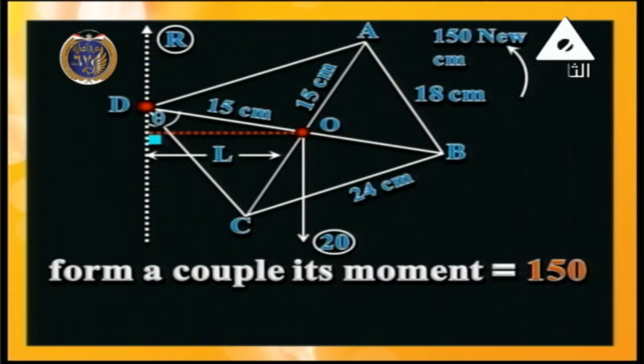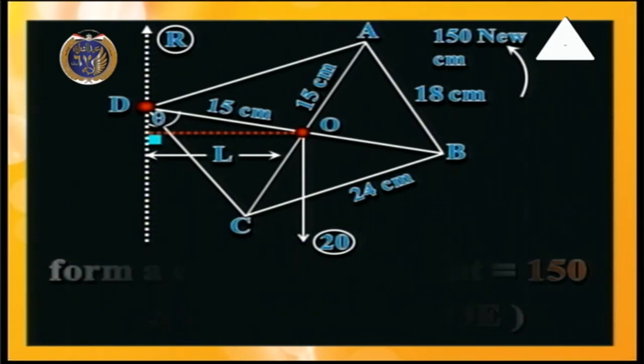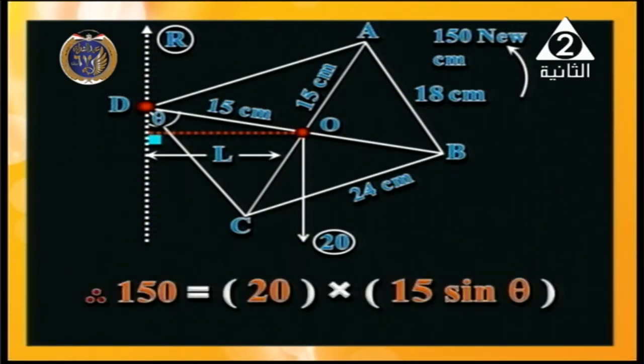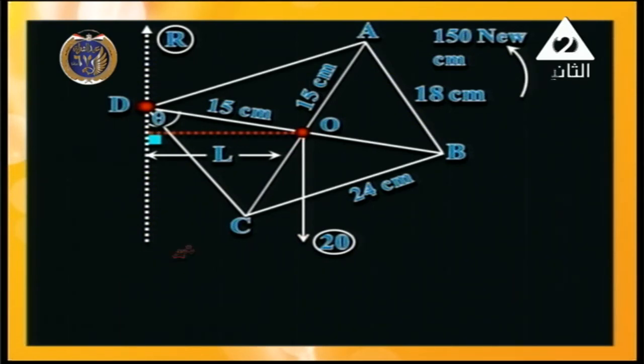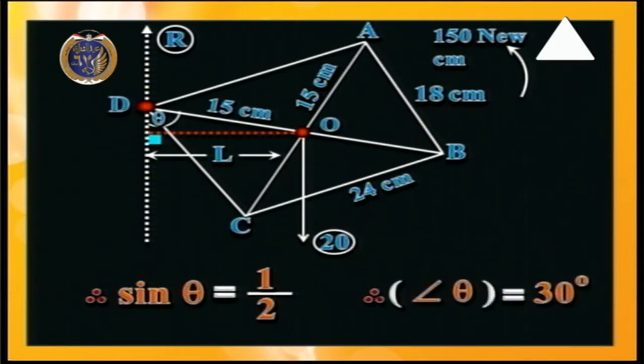20 downward or upward. 150 must equal 20 times OE. Therefore, we find the value: 150 equals 20 times OE, and OE equals 15 sin theta. Therefore, my dear student, sin theta equals 1 over 2. What do you mean? Theta equals inverse sine of 1 over 2, which equals 30 degrees.